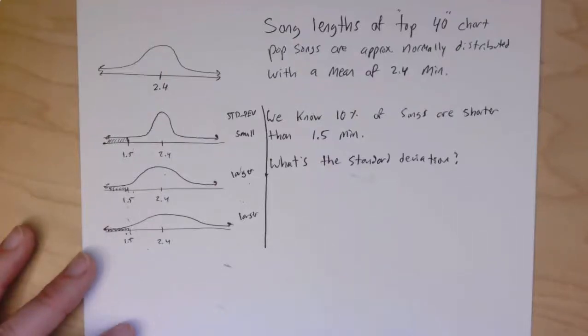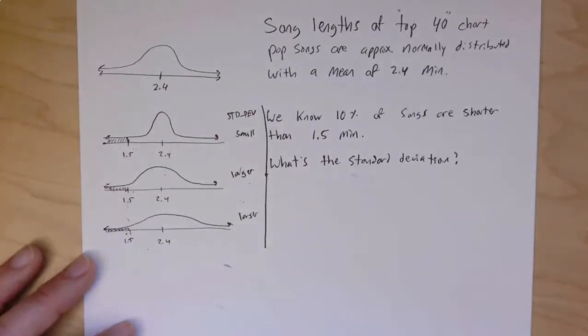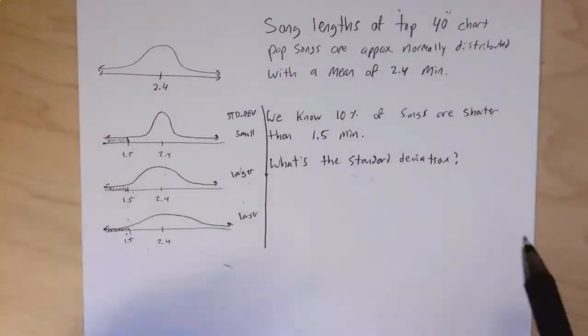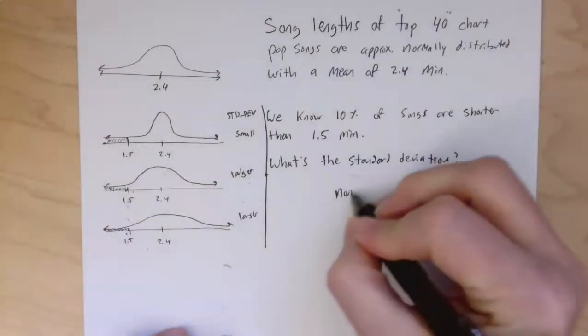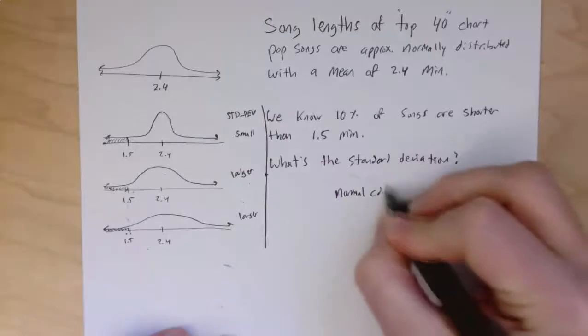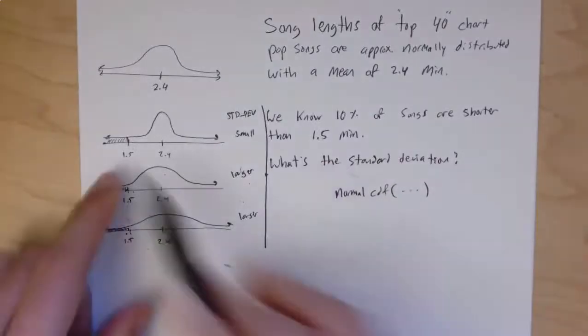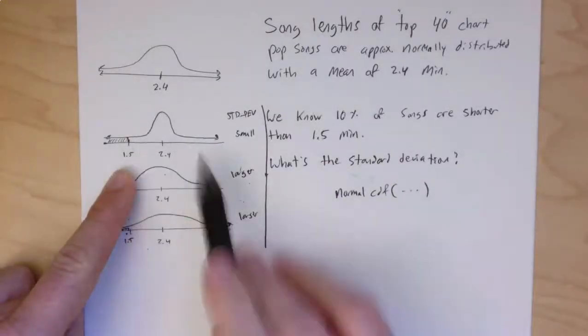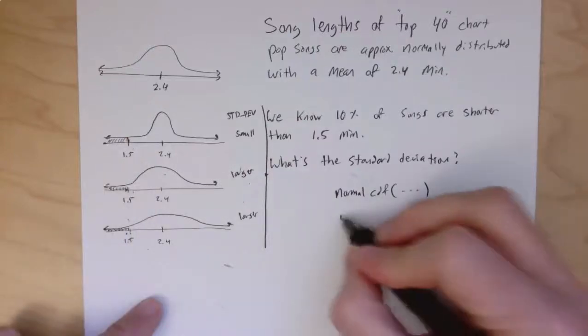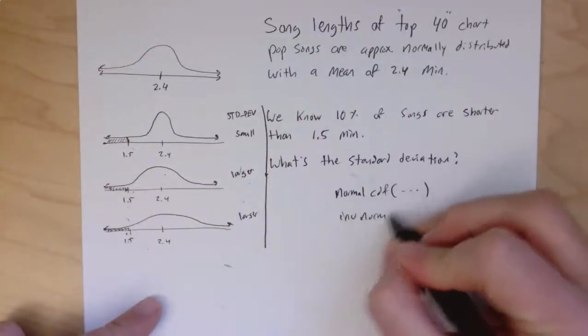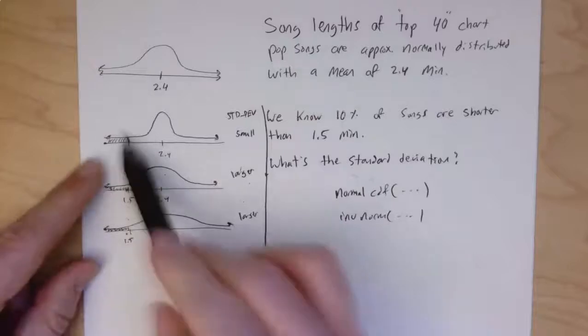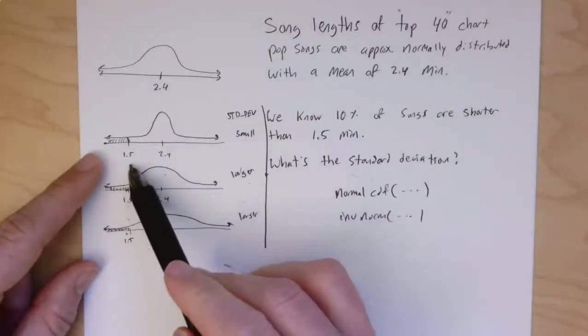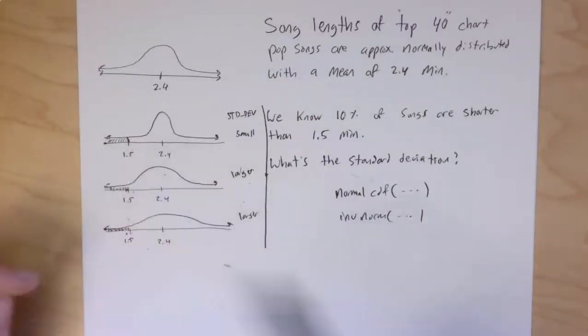But we can't do it using just the tools of last time. Here's why. It doesn't quite fit the template for either one. To use the normal cumulative density function, we know a boundary value and we're trying to find an area. And to use the inverse norm function, we know what area we want, but we're trying to find the boundary value that would produce that area.